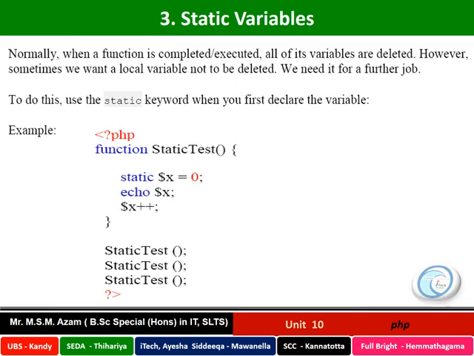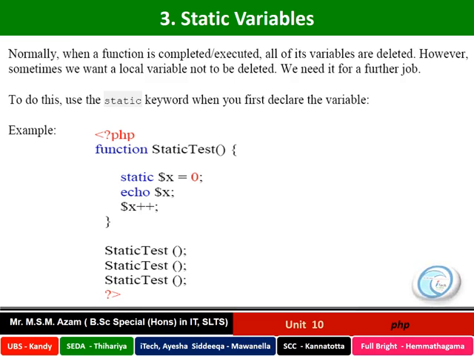The third type of variable is static variables. Normally, when a function is completed or executed in PHP, all of its variables are deleted. However, sometimes we want a local variable not to be deleted. We need it for a further job. To do this, we have to use the keyword static when we first declare that variable.